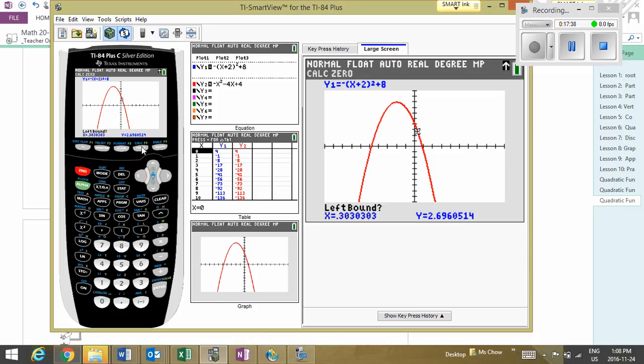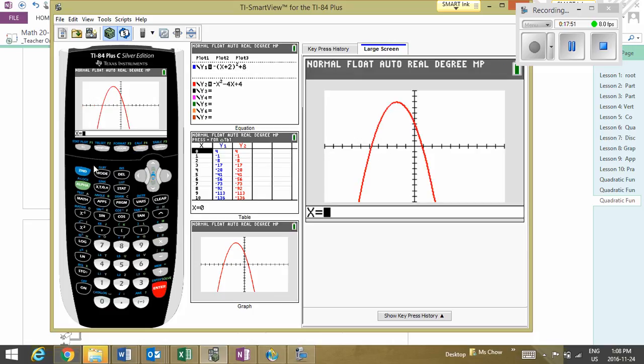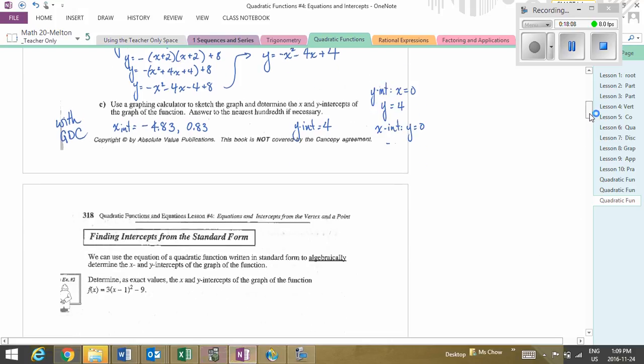So if you simply go to second calculate, calculate value means you input the x and it spits out the corresponding y value. So I want to calculate the value, so it's on there, and it prompts you, what do you want x to equal? I want x to be 0. That would give me my y-intercept, and then it clearly shows us that y is equal to 4. Good. So let's take a look at the next question then.